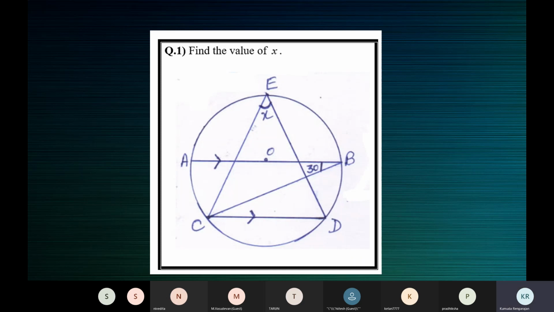Let's continue with circles. Take down this question. Draw the figure in your notebook. Find the value of x. Please draw the figure in your notebook. We'll solve it together.